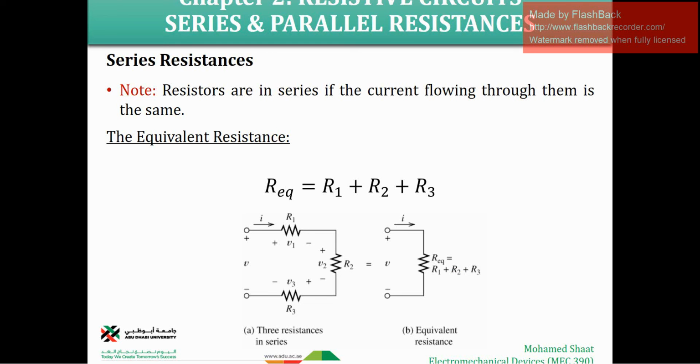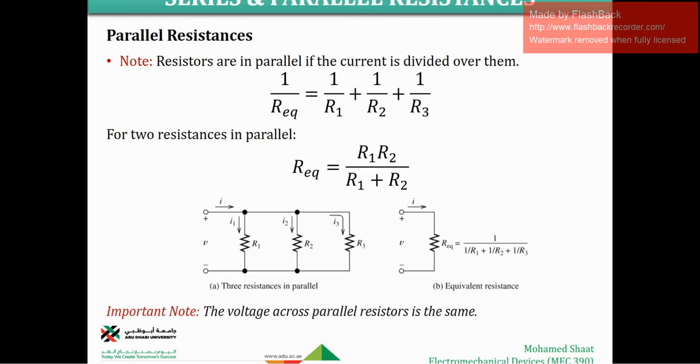Why? Because they are in series, and we proved this in the previous meeting: the equivalent resistance of series resistances is the sum of all the resistances, R1 plus R2 plus R3 plus R4 and so on. It depends on how many resistances, but the key point is that they should have the same current.